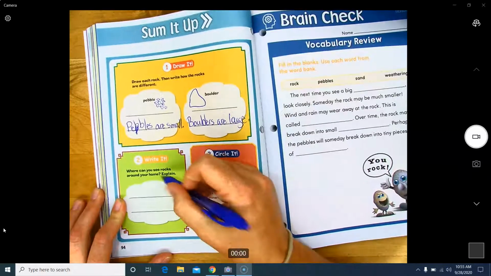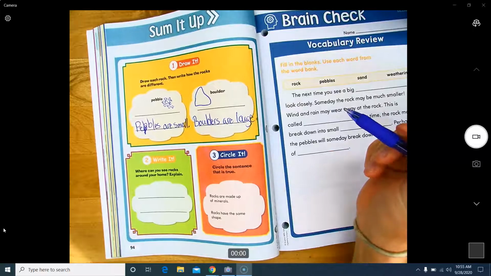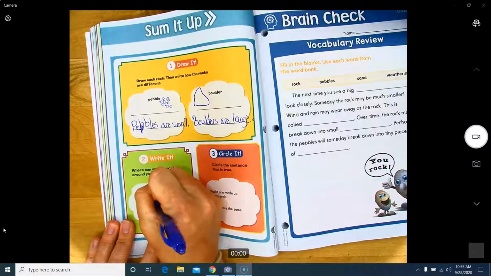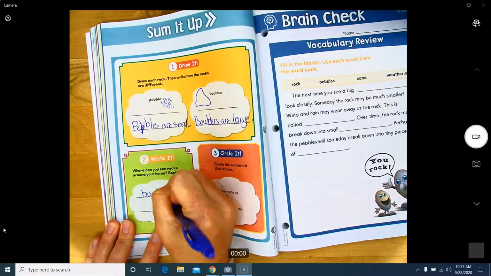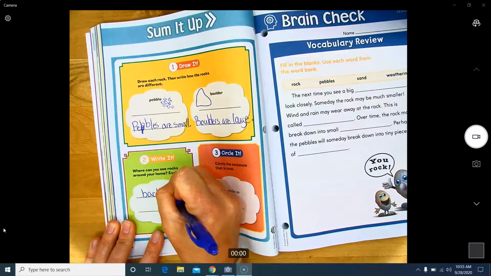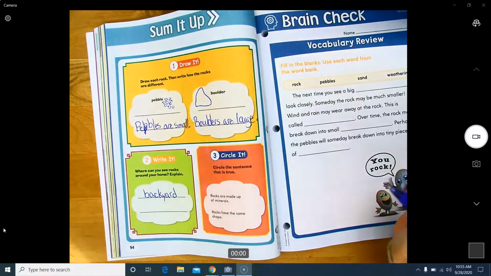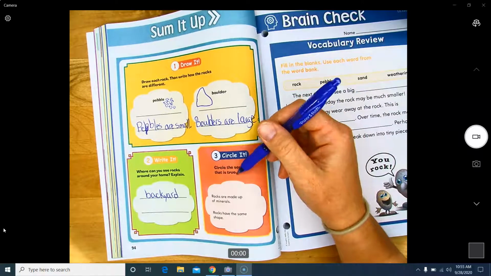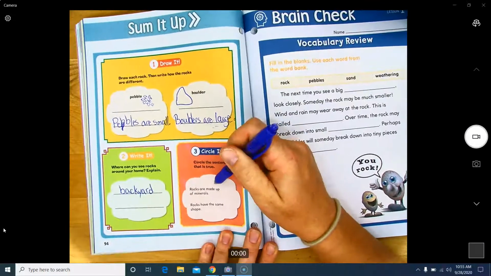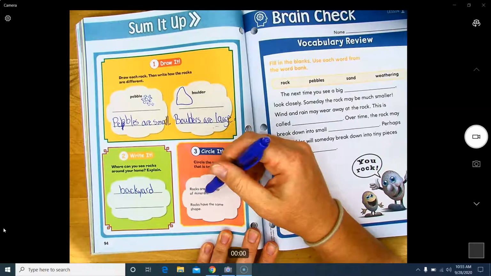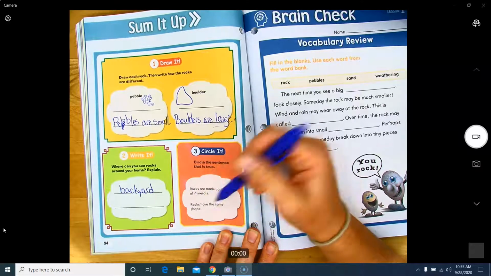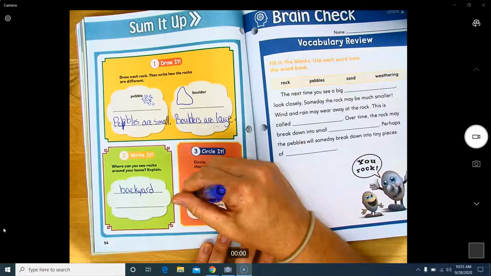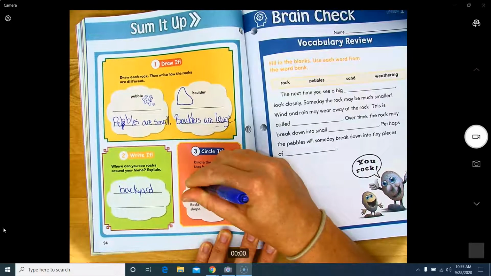Where can you see rocks around your home? Okay, you might see them in your backyard, right? Or in your front yard. Maybe you have a path you walk on that has rocks in it. Circle the sentence that is true. Rocks are made up of minerals. Rocks have the same shape. Are all rocks the same shape? No, but rocks are made up of minerals.